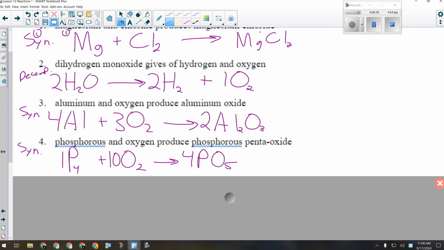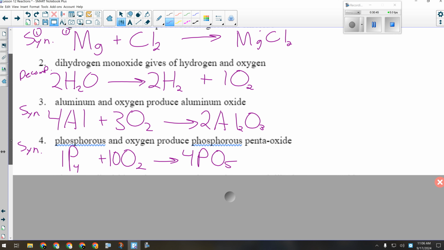Make sense? I hope you're seeing in some of these reactions just how many little nitpicky details there are, okay? And why you have to really be on the ball when you're doing reactions this way, okay? Because it's really easy to get nickel and dimed of marks as you go along because you forgot phosphorus was special, or something like that. So it's those little details that can get you in trouble.